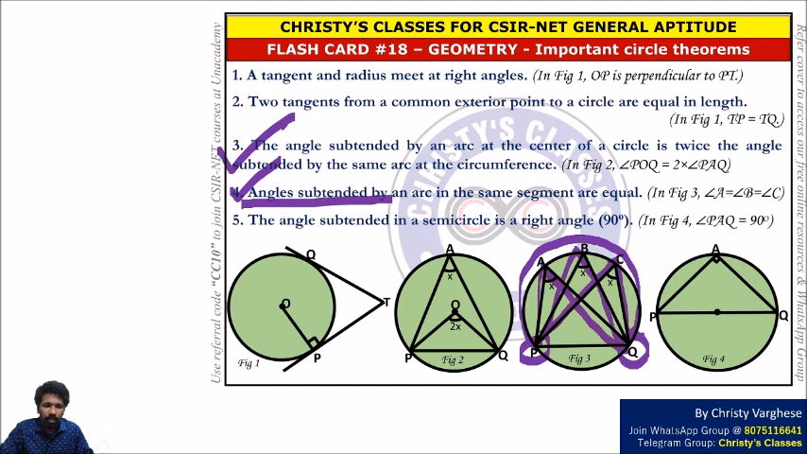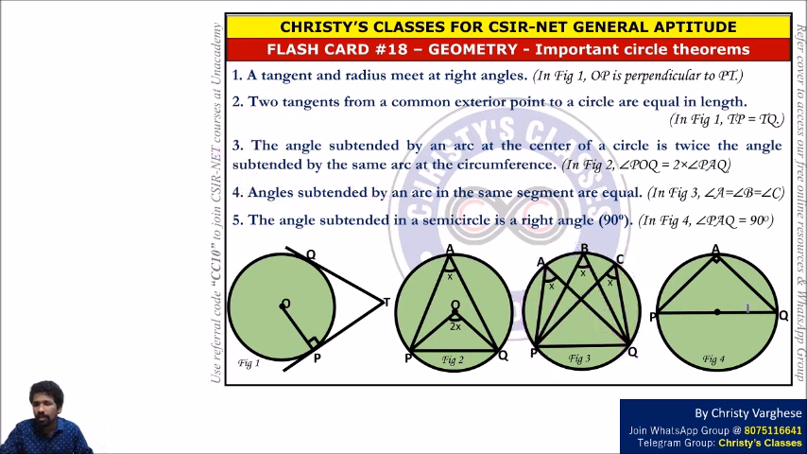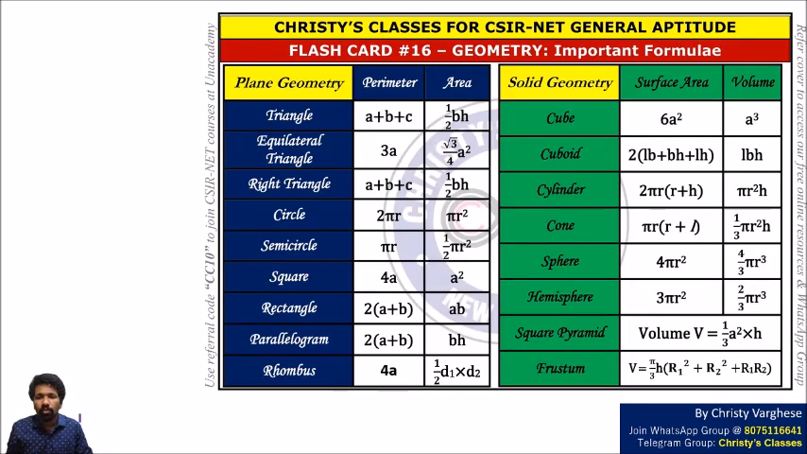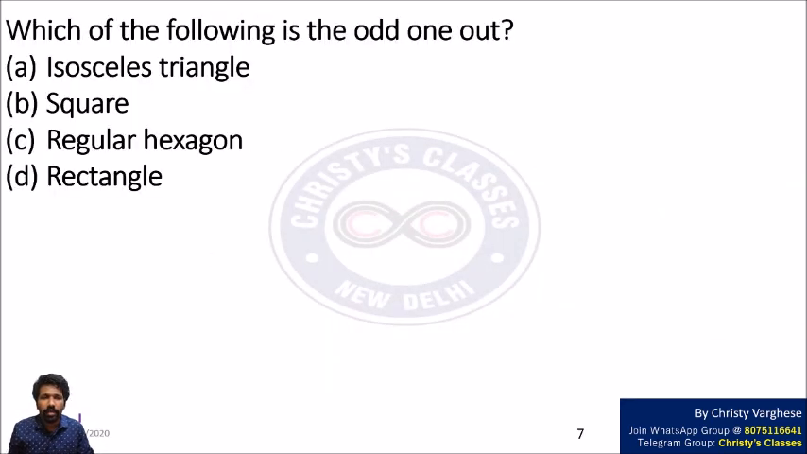Now the fifth property is that the angle subtended by a semicircle is a right angle. That means if you join the endpoints of the diameter to a point on the circle, that angle will be 90 degrees. So learn these three properties. Now we will show you some questions related to this, and after that we will come back to basic polygons and questions related to that.